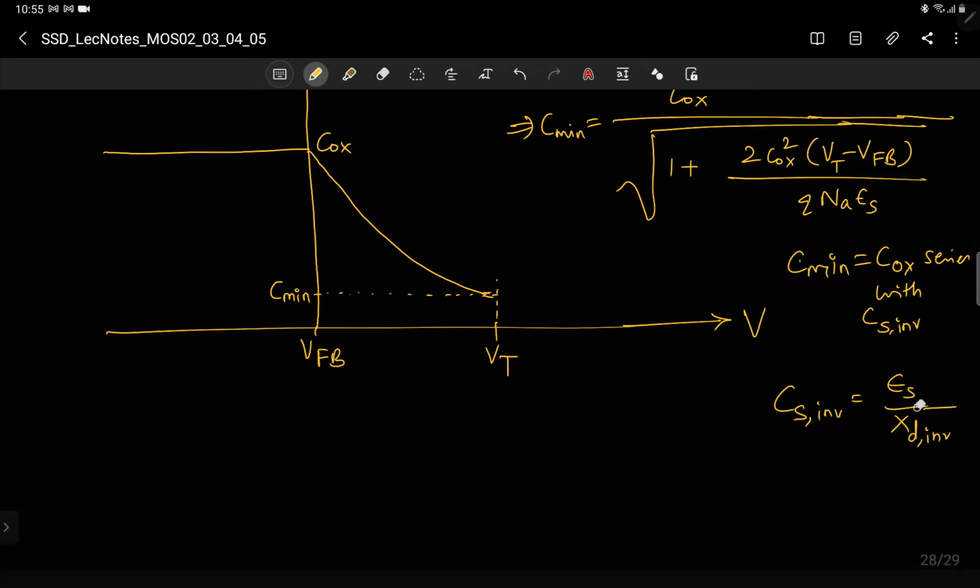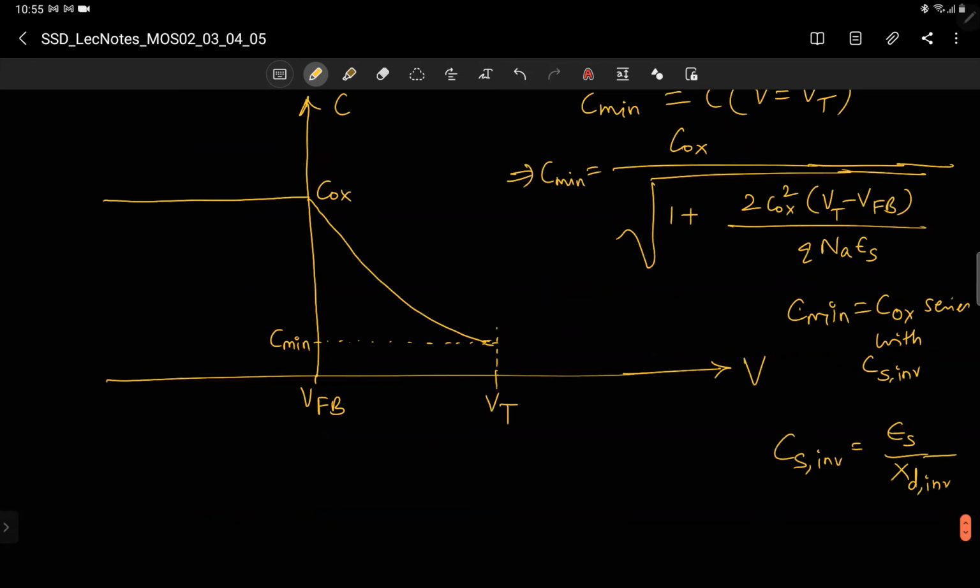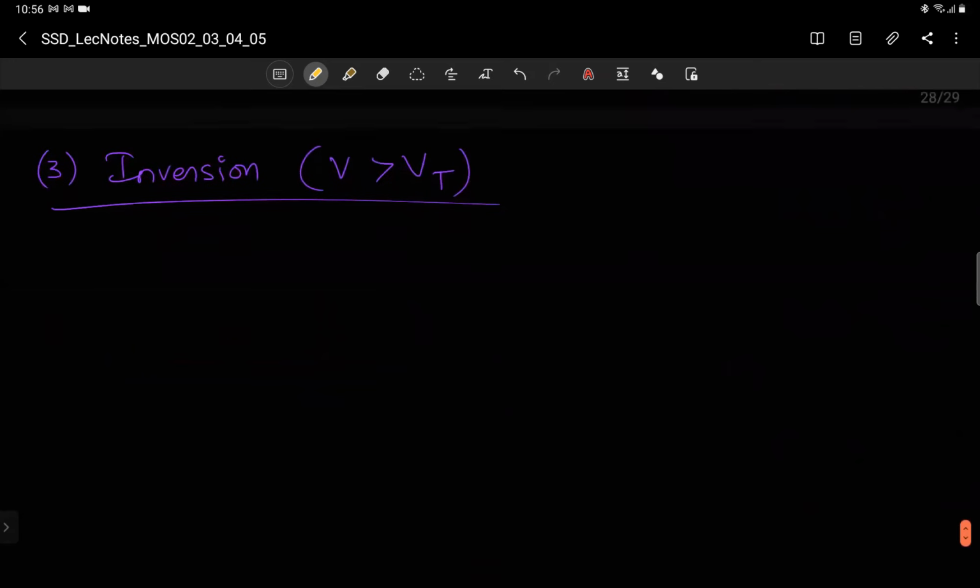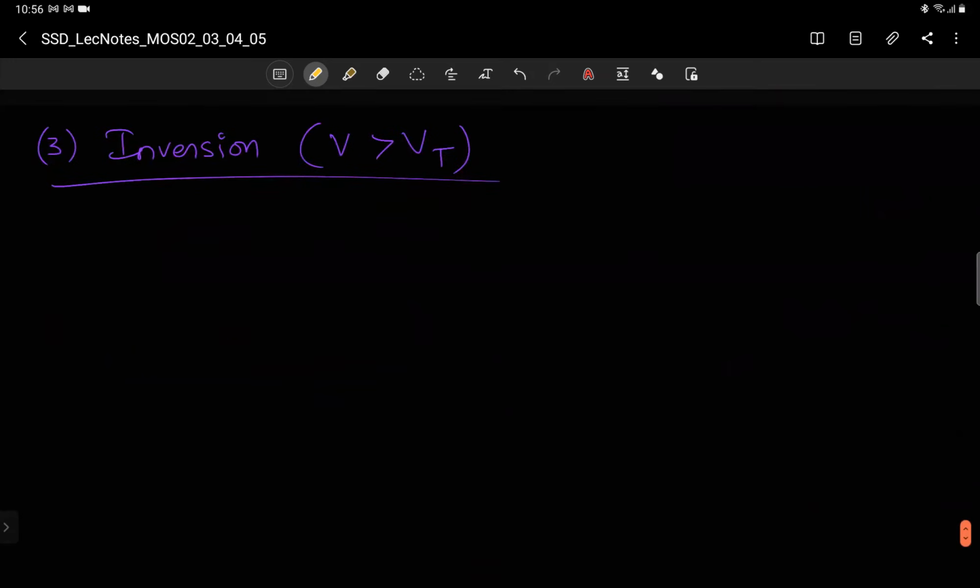This is easier to calculate because this formula is a single formula. But if you forget, what will you do? You have to go to basics and then do it. What is basics? C min is COX in series with CS at inversion, and CS at inversion is epsilon S by XD at inversion. XD inversion is a simple depletion width formula, which at least you should remember. Then you just calculate. That's all. So inversion we will talk about in the next class.